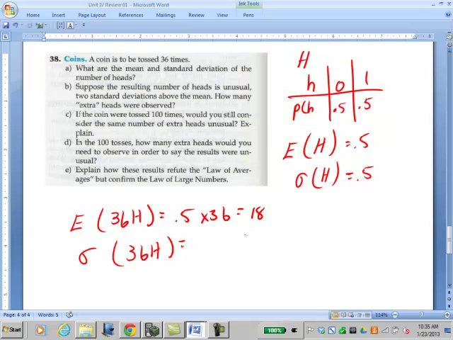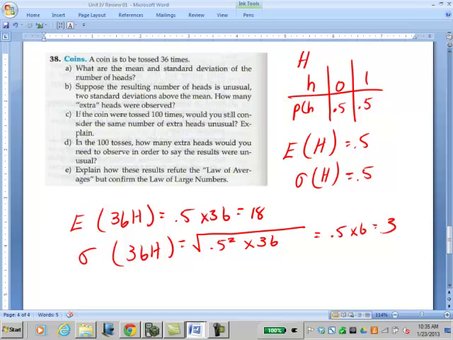It's going to equal the square root of 0.5 squared times 36, the number of coin tosses, which is going to equal 0.5 times 6, which is 3. Okay, you guys with me? How I got the standard deviation?